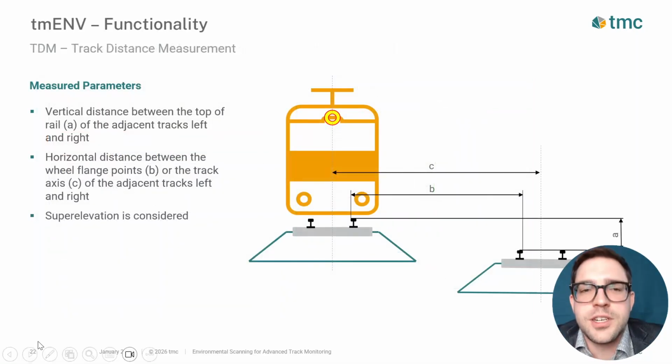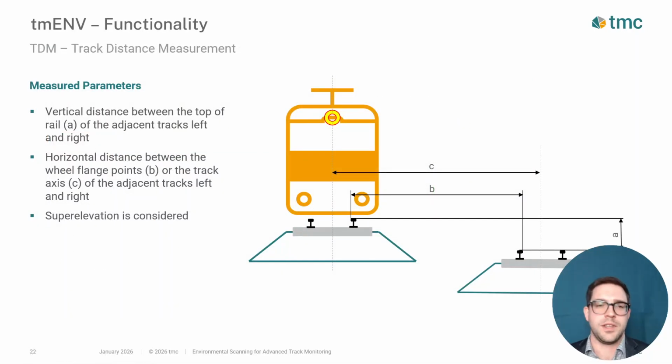Coming to the next feature, it's the track distance measurement. The track distance measurement is measuring the vertical distance between the top of the rail of the adjacent tracks left and right, as you can see here with the A. And the horizontal distance can be measured between the wheel flange points or the track axis. This can be defined by the machine operator and will be configured one time while commissioning the machine.